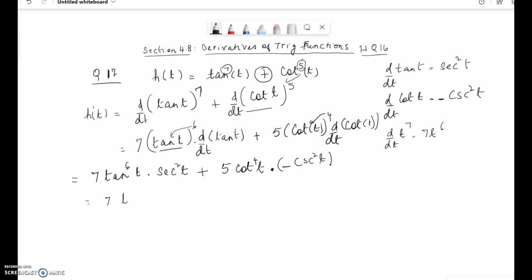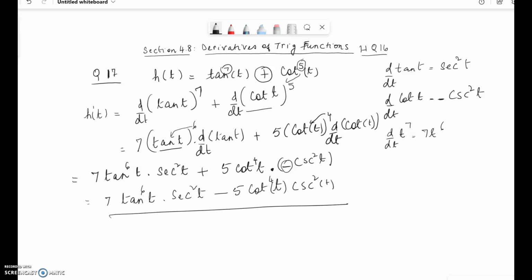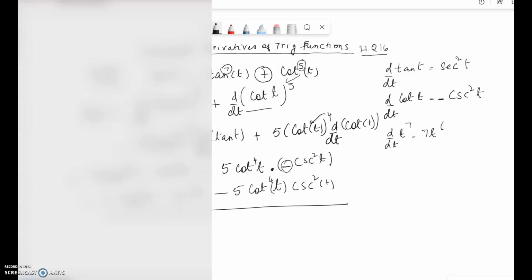So this is 7 tangent to the 6th power of t secant squared of t minus 5. So that's where the minus comes from, because it's multiplication. Cotangent to the 4th power of t cosecant squared of t, and that ends the differentiation.